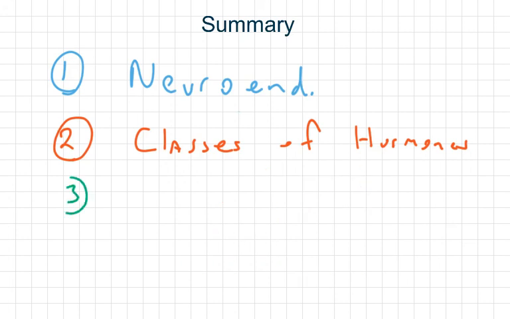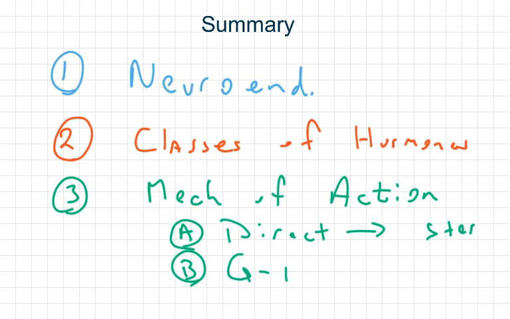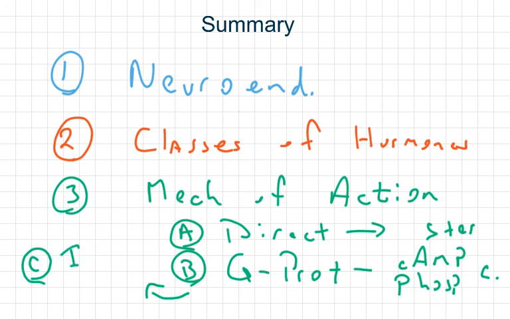And finally, we discussed the different types of mechanisms of action for hormones. And we said that there are 3 types. The first is the direct effects. We saw this primarily with steroids. The second is through the G protein. We said there are 2 types here, the cyclic AMP and phospholipase C. And lastly, we talked about the insulin pathway.